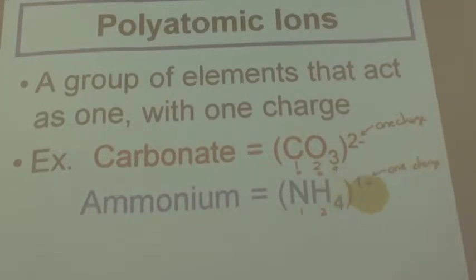And that charge in this case happens to be 1 positive. That 1 positive is distributed over the whole entire polyatomic ion. It is not that hydrogen has 1 plus, but that both those elements together have a 1 positive charge.